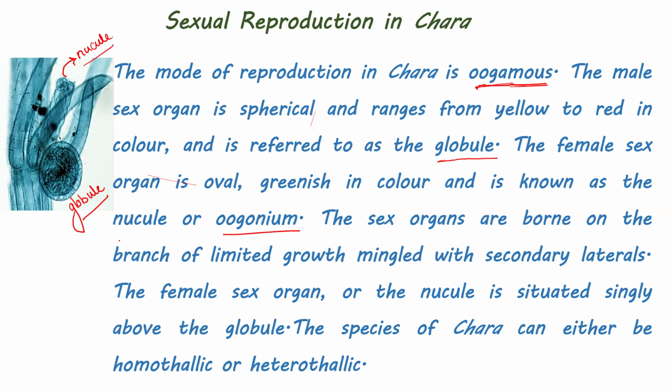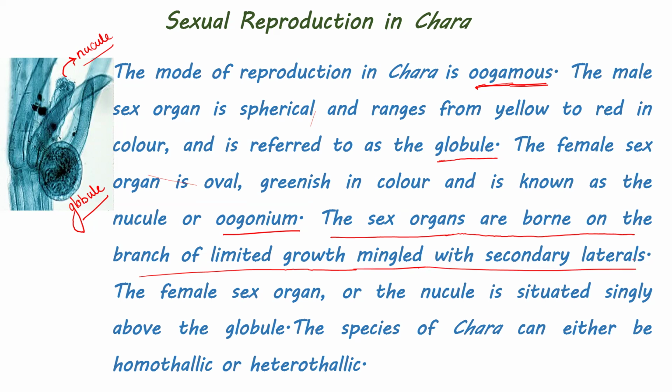Okay? This is the globule because it is globular, and the elongated structure is the nucleus. Okay? The sex organs are born. This is an important line, please note it. The sex organs are born on the branch of limited growth, mingled. Mingled means it remains entangled, mixed up with secondary laterals.